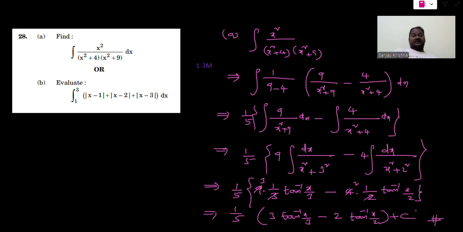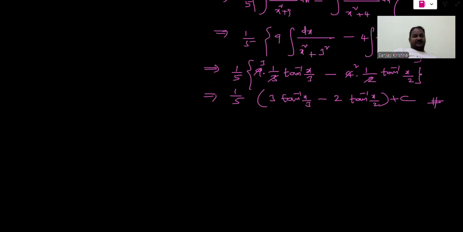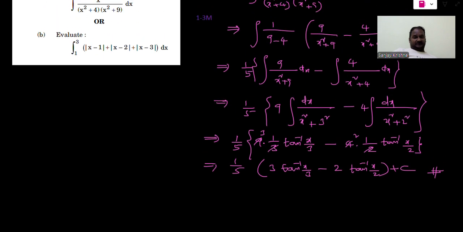See, this way you can answer the problem easily. Right? This is worth 3 marks and it can be answered easily by using partial fractions. Coming to the second part of the problem. What is the second part of the problem?